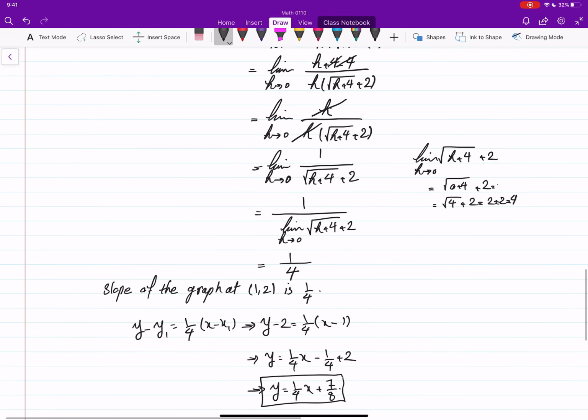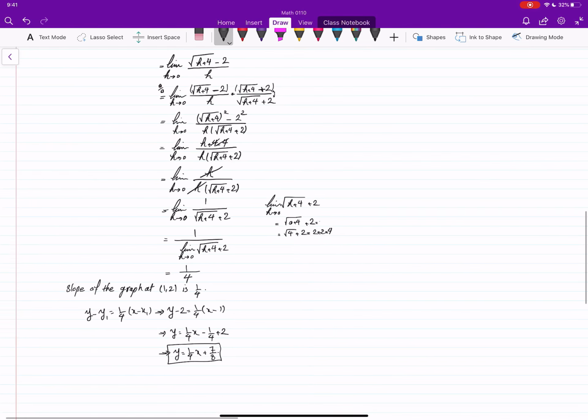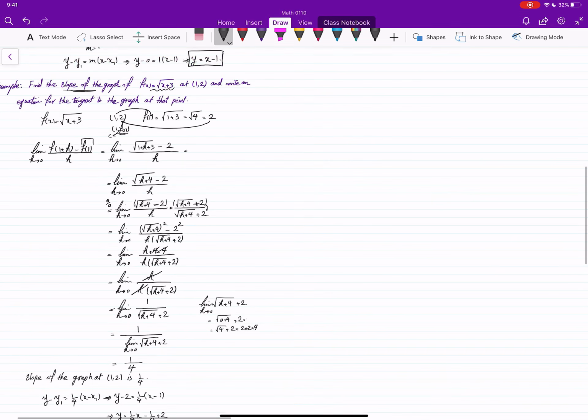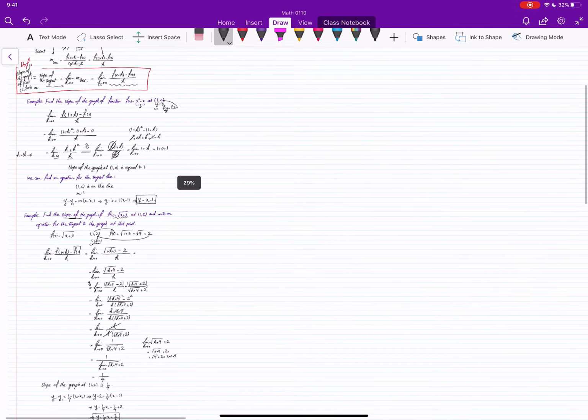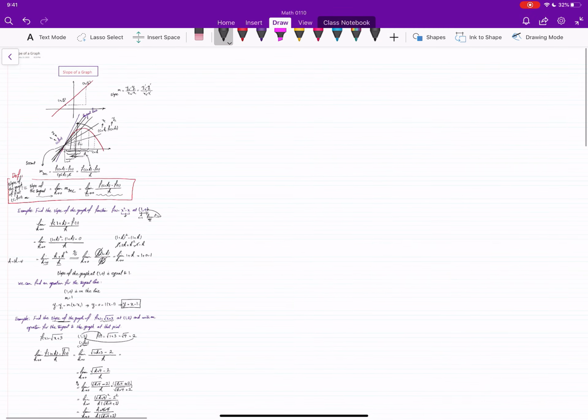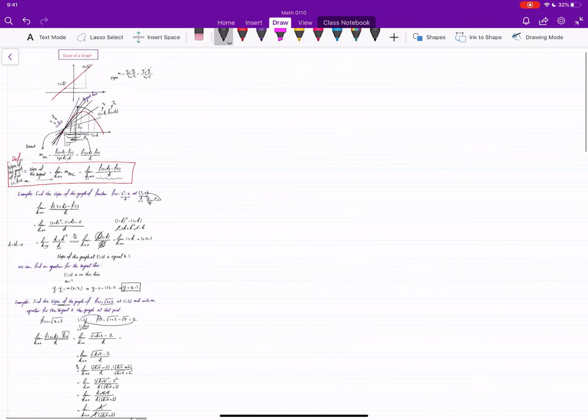Okay, so we had the idea of how to define a slope for a general graph, and in the meantime we were able to define somehow the tangent line as the limit of secant lines, and the slope of the tangent line as the limit of the slopes of secant lines, and well, that was how we defined the slope of the graph.